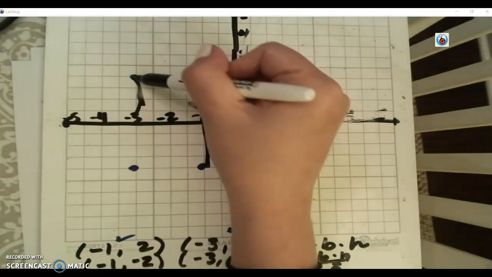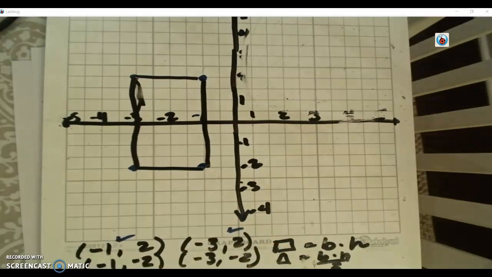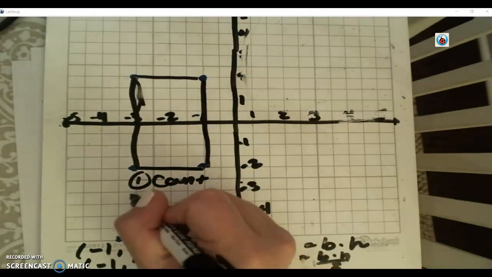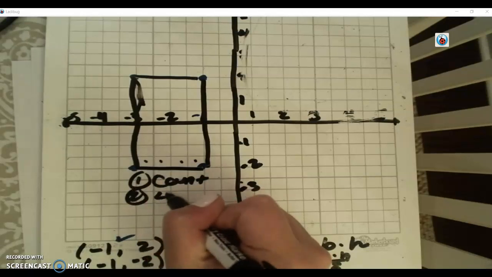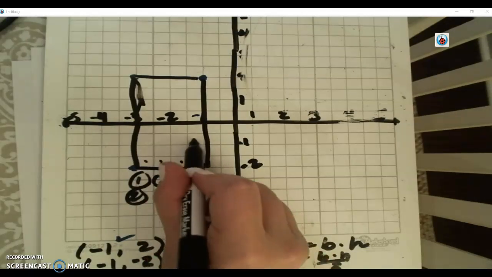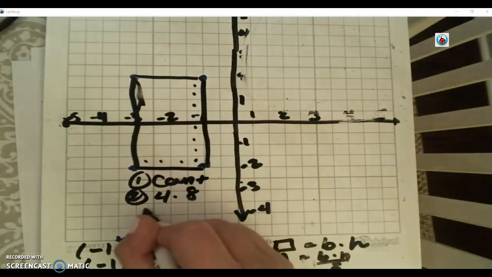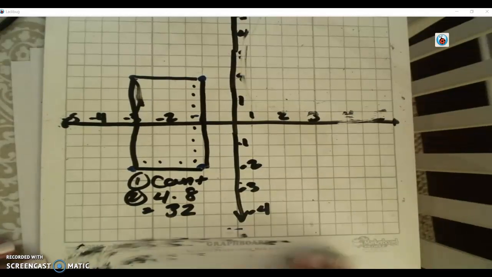Uh-oh. Not the best box, but y'all know, it's all right. Okay, so now I can count the squares, or you can find how far the base is. 1, 2, 3, 4, the base is 4, and the height is 1, 2, 3, 4, 5, 6, 7, 8. So 4 times 8 is 32. Same thing. Okay, now I'm going to do a triangle one.